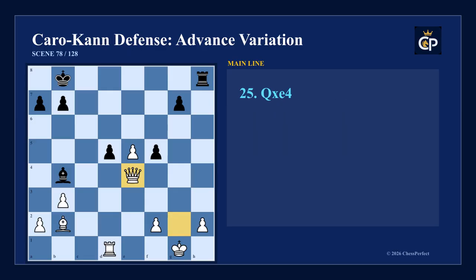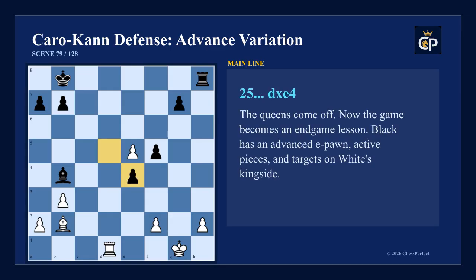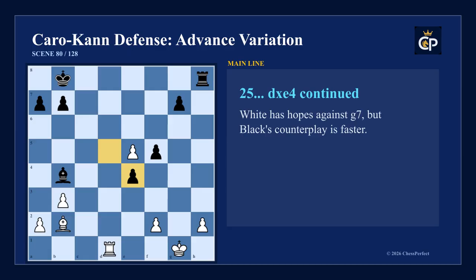Queen takes e4. D takes e4. The queens come off. Now the game becomes an endgame lesson. Black has an advanced e-pawn, active pieces, and targets on White's king side. White has hopes against g7, but Black's counterplay is faster.